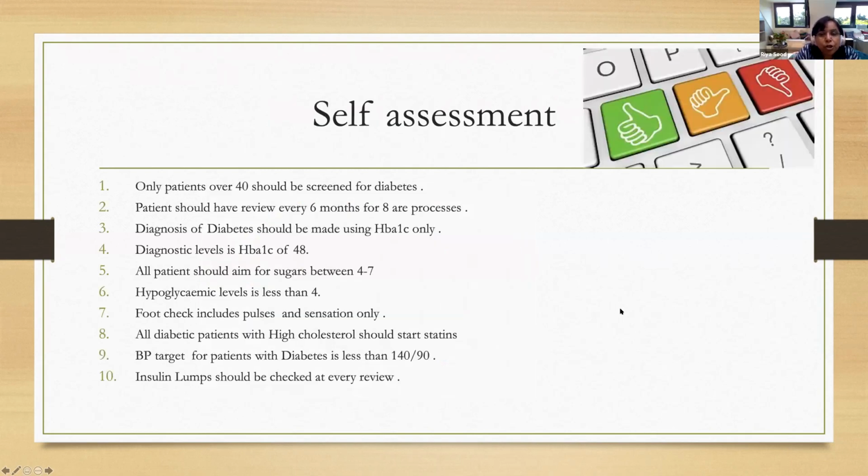So again, I'd like you to just do a self-assessment on these 10 questions, and we'll redo them. And you don't have to share the scores with anyone but yourself. So just keep those scores to yourself and just put true and false. So only patients over 40 should be screened for diabetes. That's the first question. So just put true and false. A patient should have a review every 6 months for the 8 care processes. And I'm so sorry, the C is missing there. It's care processes. The 8 care processes, every 6 months, the patient should.